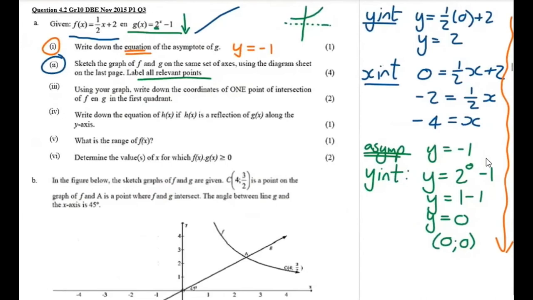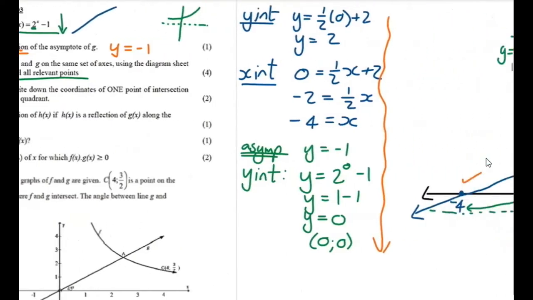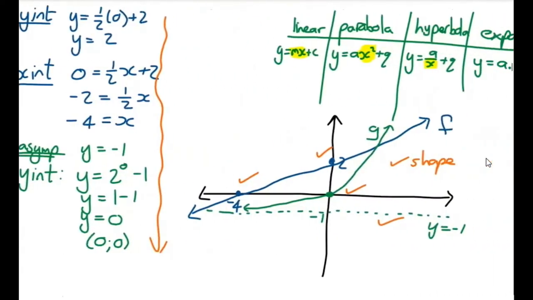And now it says, using your graph, write down the coordinates of one point of intersection of F and G in the first quadrant. Okay, so they're looking for the coordinates of that point over there. How could we go about getting that point of intersection? How do we get that point of intersection?